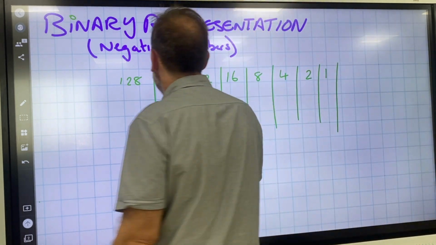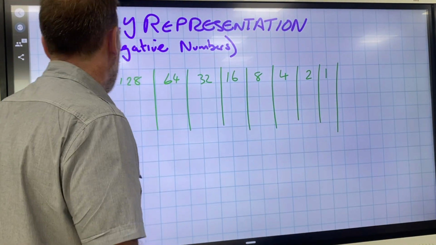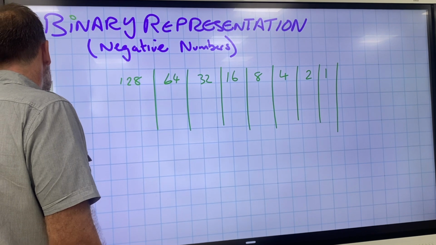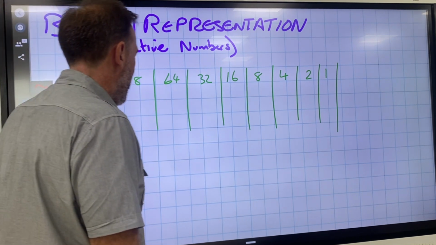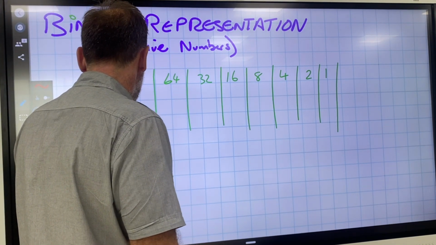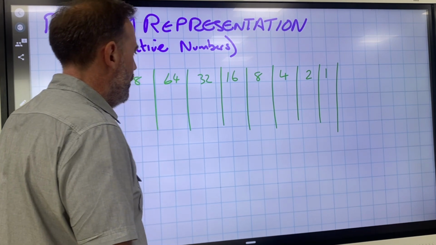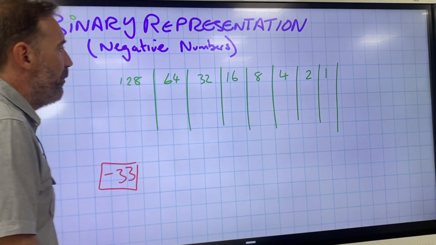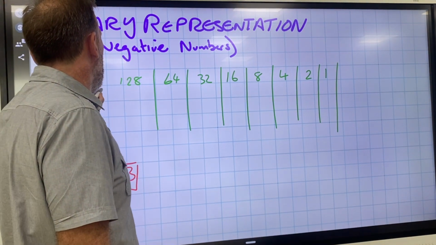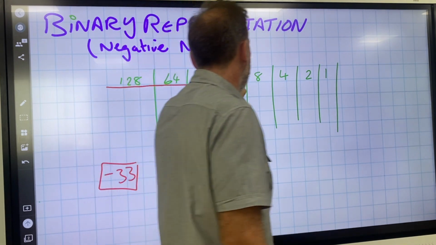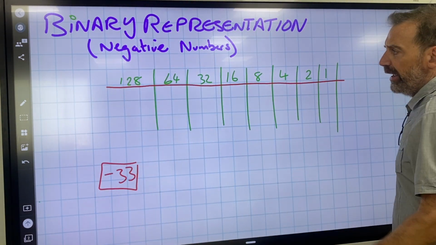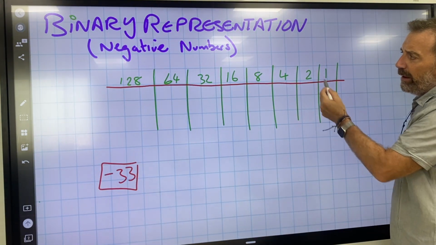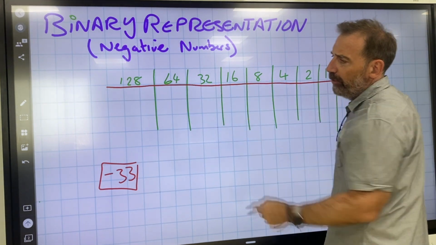Okay? But we've got a negative number. I want to represent a negative number. For example, let me try and represent minus 33. That's what I want to try and represent. Now, with this, we can't represent negative numbers at this moment in time because these are all positive numbers.